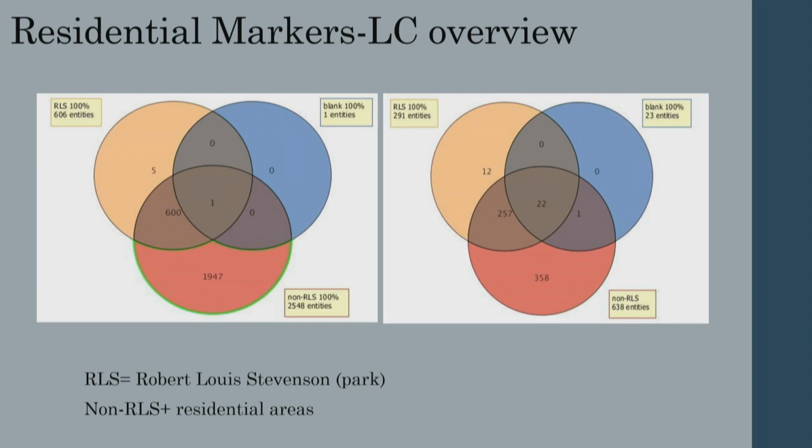And so just looking at the one on the left, we see Robert Louis Stevenson had only about 606 entities, different chemicals, in that tan circle. So there's 600. There's a 1 that's in all 3 of these, and then 5. And so the blue is the blank, and then the red is the homes. And so that's got about 1,947 that are not in either the blanks or in the Robert Louis Stevenson Park. So 600 overlap between them.